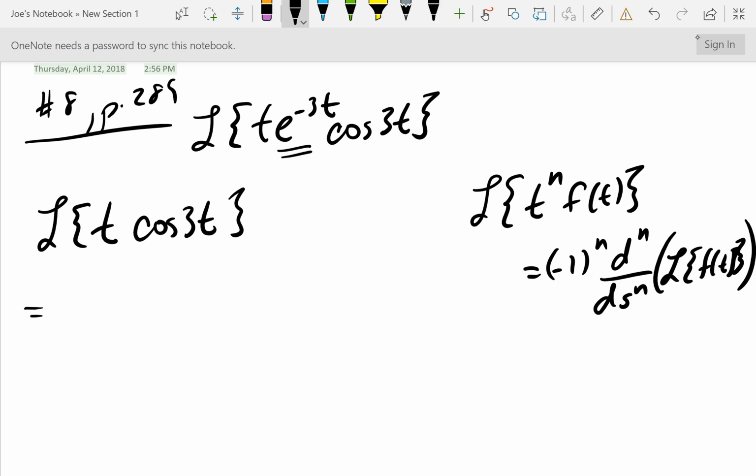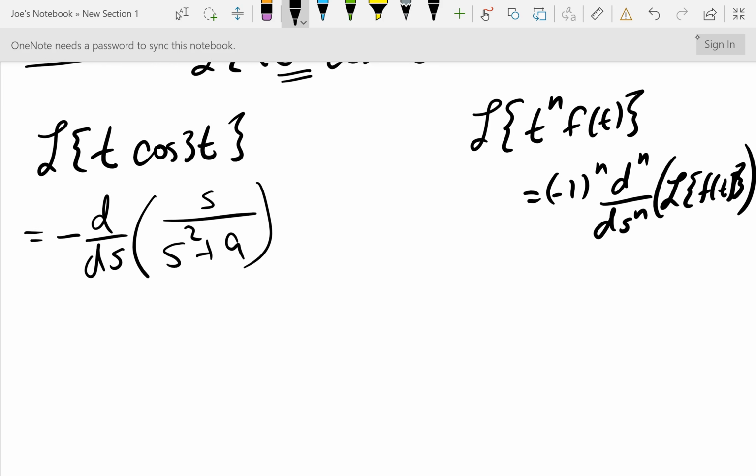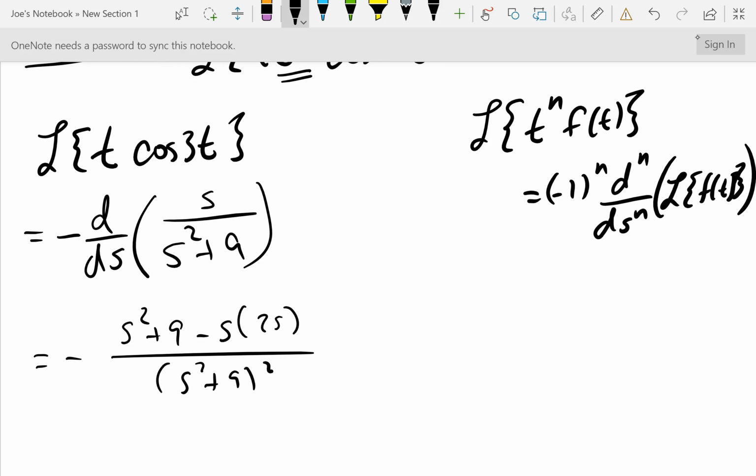All right, so let's go back over to this one. We've got t to the first times cosine of 3t. So we want to take one derivative, because n is 1, multiply by a negative, and take the Laplace transform of cosine of 3t. So we want a negative of the derivative of the Laplace transform, which is s over s squared plus 9. And we can use the quotient rule to get at that. It would have s squared plus 9 minus s times 2s all over s squared plus 9 squared.